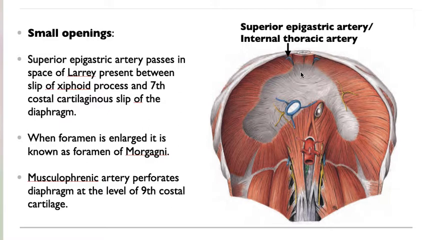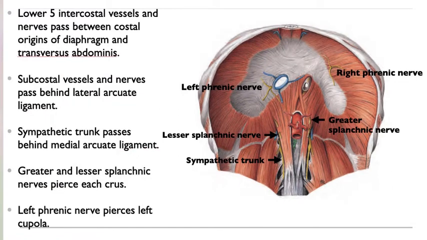The musculophrenic artery, which is the other terminal branch of the internal thoracic artery, perforates the diaphragm at the level of the ninth costal cartilage. Now, the lower five intercostal vessels and nerves pass between the costal origins of the diaphragm and the transversus abdominis. The subcostal vessels and nerves are passing behind the lateral arcuate ligament. This is the lateral arcuate ligament. They are passing behind it, not seen in the diagram.